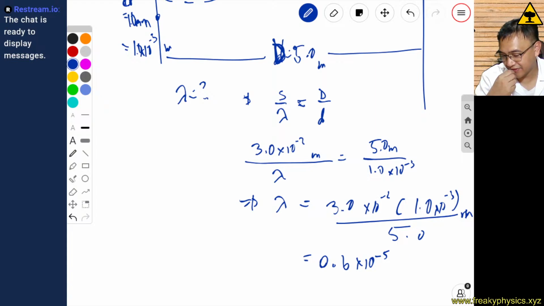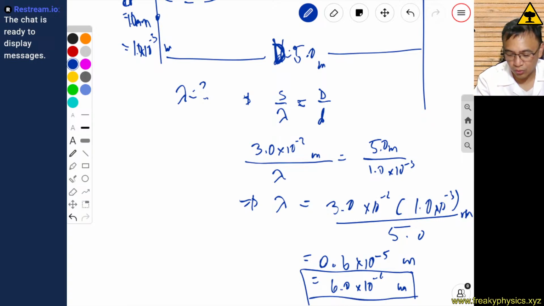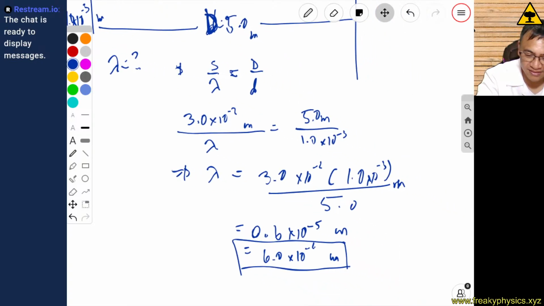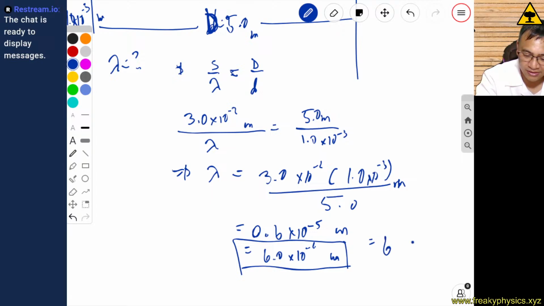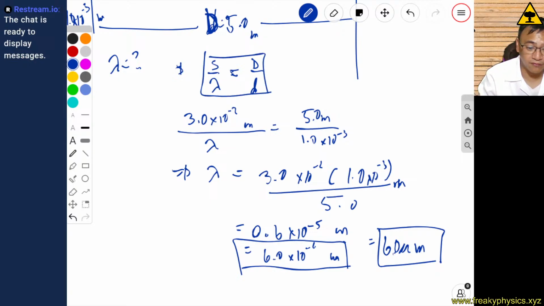30 divided by 5, okay, 3 divided by 5 is 0.6, so 10 to the minus 5 meters. So that's going to give us 6.0 times 10 to the minus 6 meters. Or if you want to use prefixes, this is the same as saying 6.0 micrometers. All right, so again, that's how you use the equation, and this is one way for you to remember the formula.